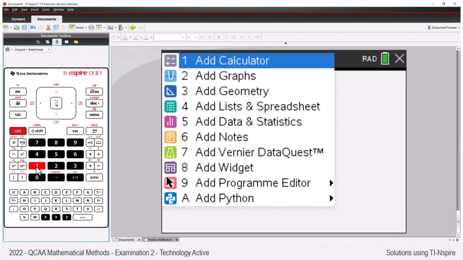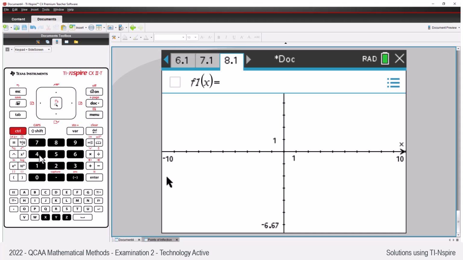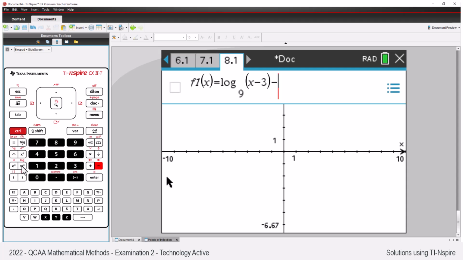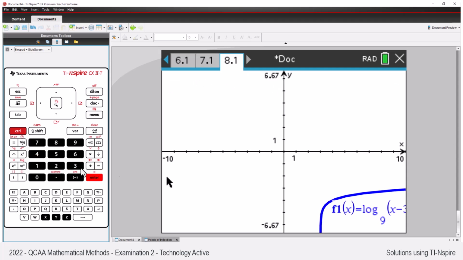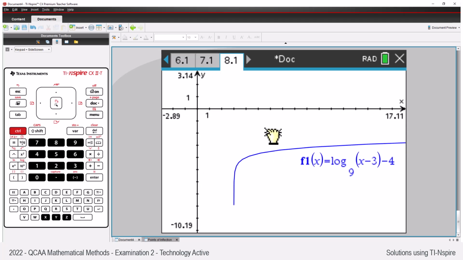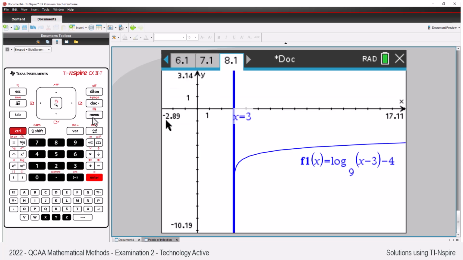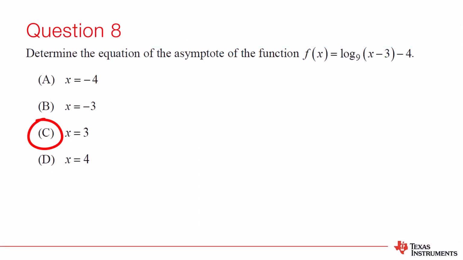Just to be sure, we can draw a graph and now draw a line at x equals 3. Now we have some visual evidence to support our answer. Option C.